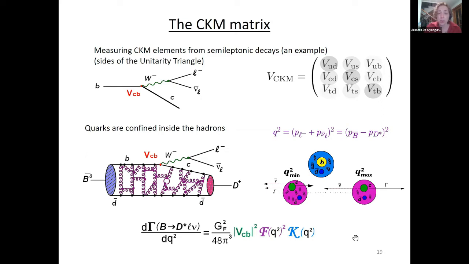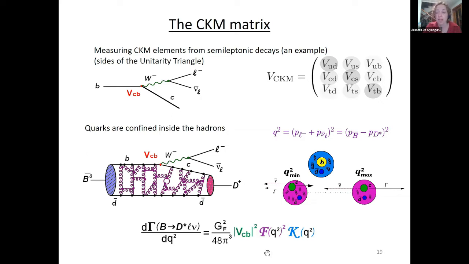And so then the differential decay width, the number of events that you are expecting for a specific channel, depends on q squared, on this variable, and you can measure this number of events as a function of this variable. It has dependence on the Fermi constant that you know, the V_cb matrix element that you can extract, one kinematical function that you know, and these form factors which have to be calculated by QCD methods like lattice QCD calculations.